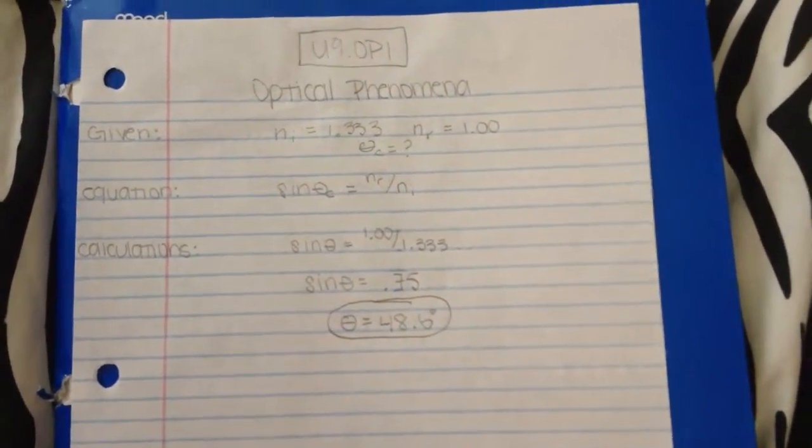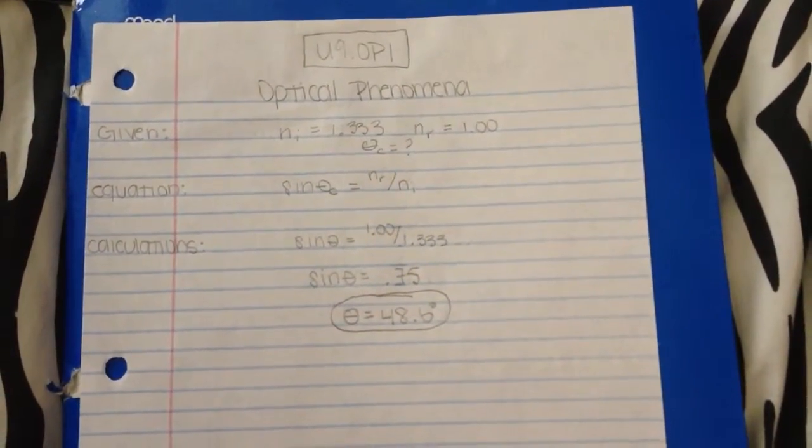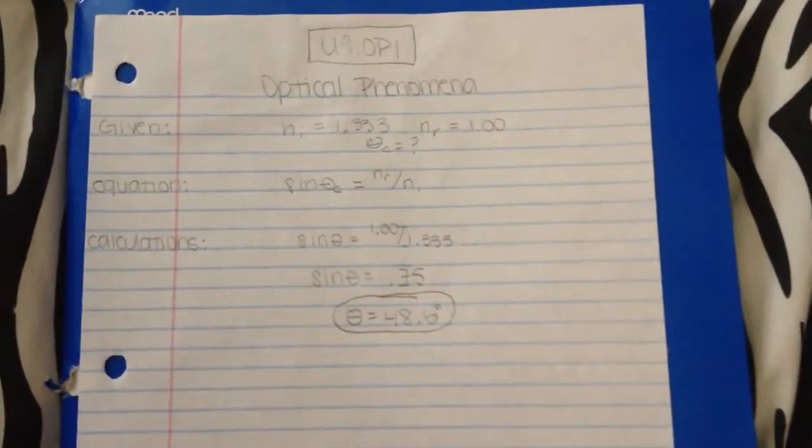There we have it. We have solved for that, and we predicted whether light will be refracted or undergo total internal reflection and calculated the critical angle.